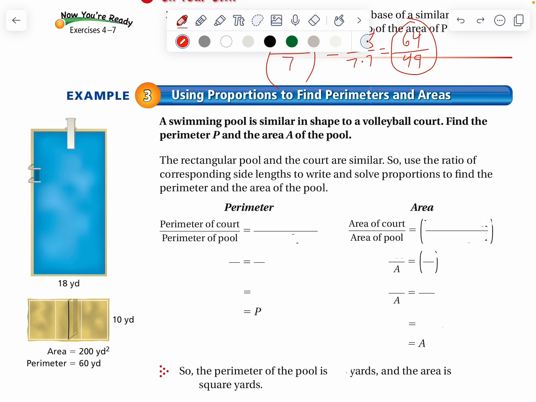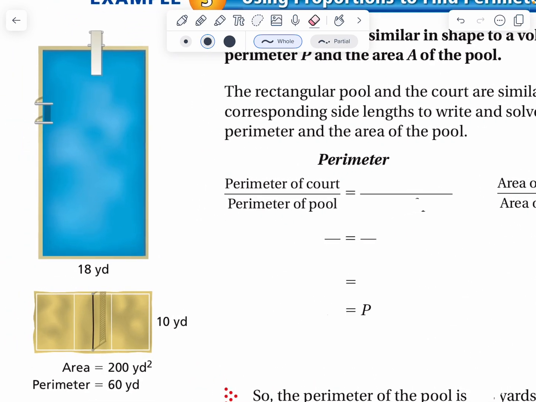Find the perimeter P and then find the area A of the pool. So we're going to find the perimeter of the pool and then we have to find the area of the pool. Area is everything on the inside, and area is always squared. So your area is going to be squared for your answer. All right, let's look at the perimeter first.